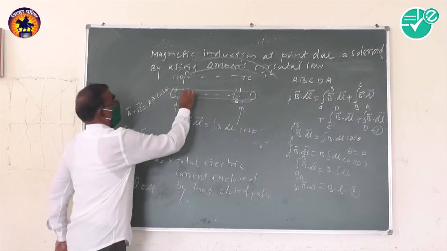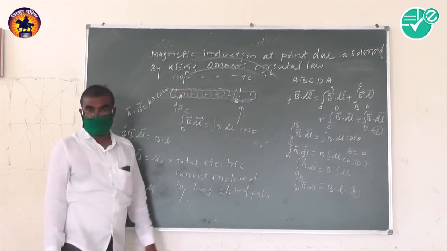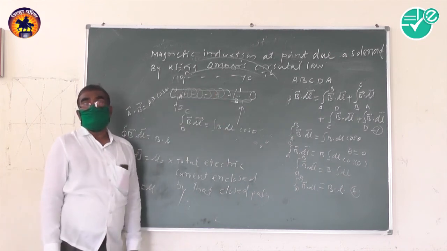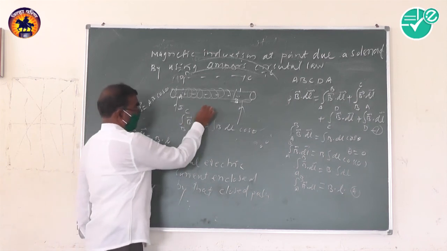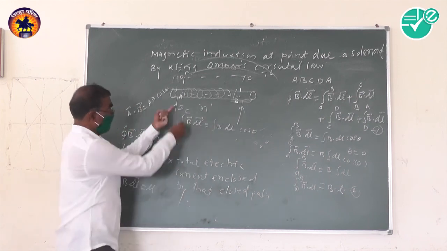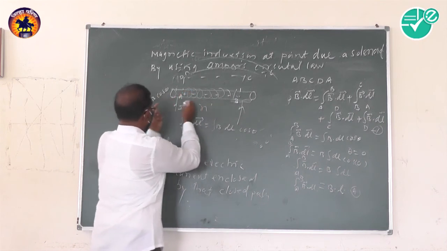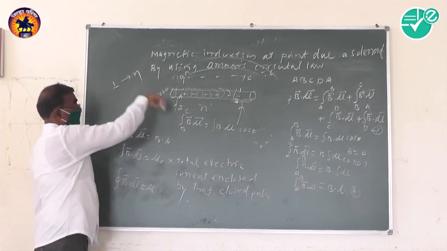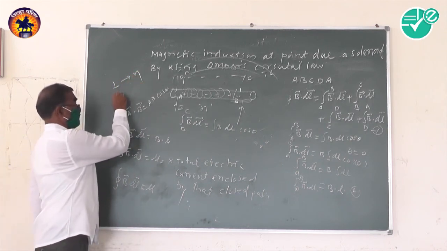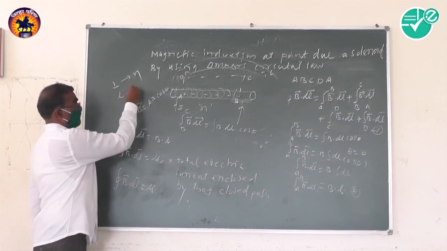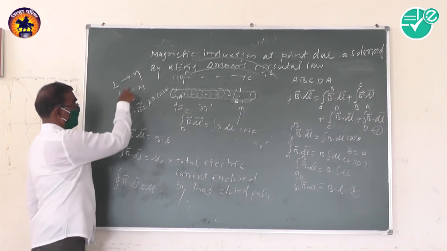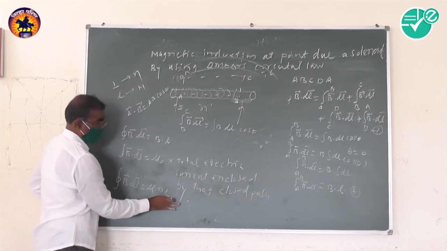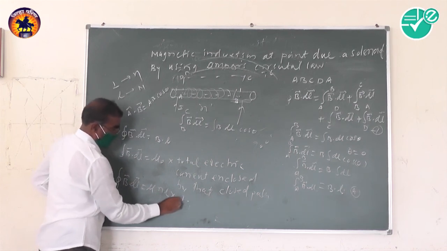Here we know that the solenoid consists of a large number of turns of wire, and small n is the number of turns per unit length. On 1 meter length of the conductor the number of turns is n, so on length L the number of turns is n into L. The total number of turns of the solenoid is N, and the total electric current is I.